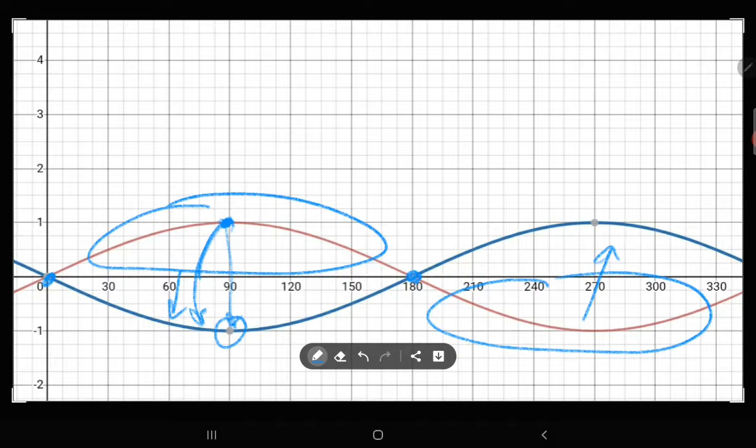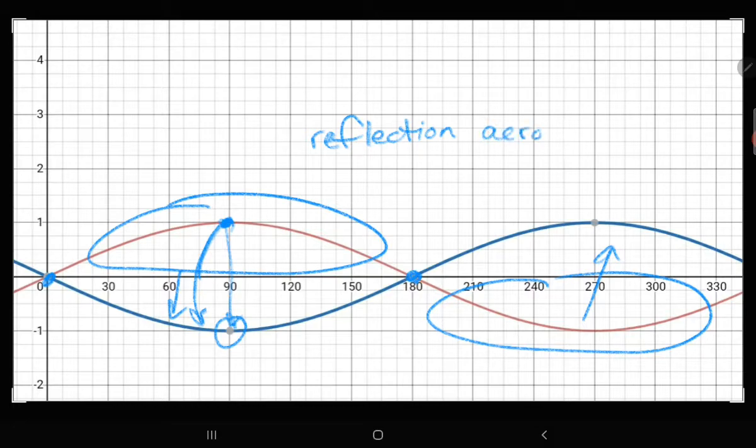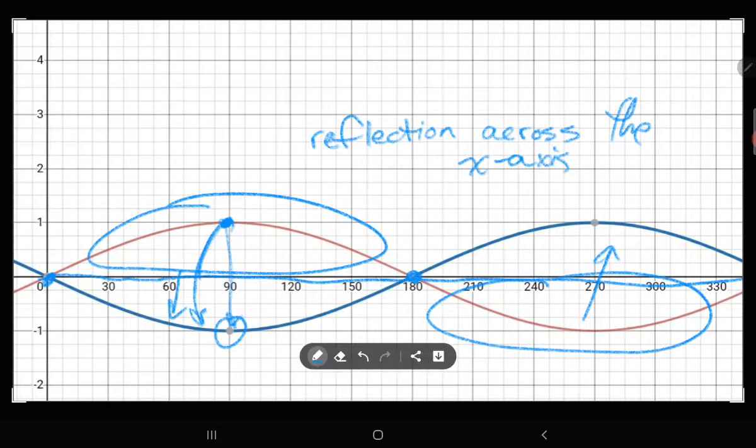And what we call this is a reflection across the x-axis. So there is a reflection across the x-axis. And all that means is that imagine our x-axis is a mirror. Our curve is being mirrored across the x-axis. So all our positive values have become negative, our negative values have become positive. And that makes sense, right?